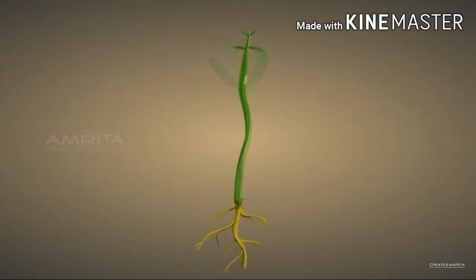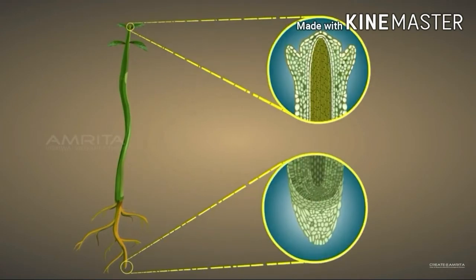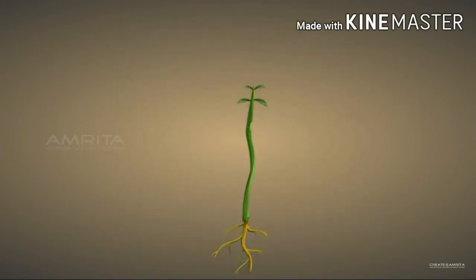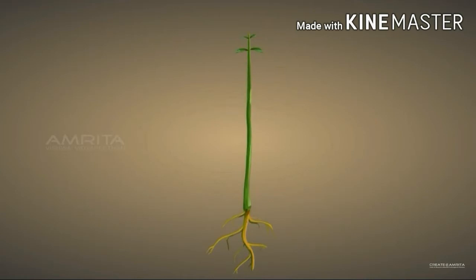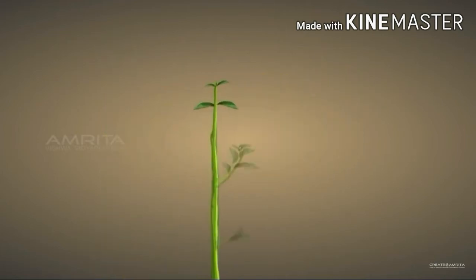The tissue that helps in increasing the length of the stem and the root is the apical meristem. It is located at the tips of stems and roots. Which tissue helps in the increase in the diameter of the plant body? It is the lateral meristem, located at the lateral position of the stem or the root.